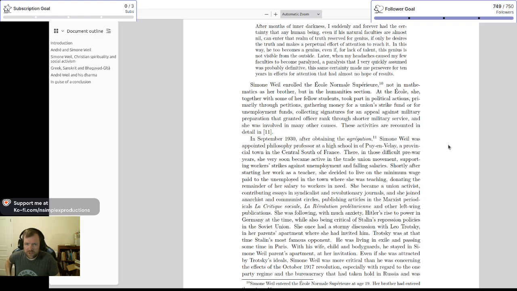At the École, she, together with some of her fellow students, took part in political actions, primarily through petitions, gathering money for a union strike fund or for unemployment funds, collecting signatures for an appeal against military preparation that granted officer rank through shorter military service, and she was involved in many other causes. These activities are recounted in detail.